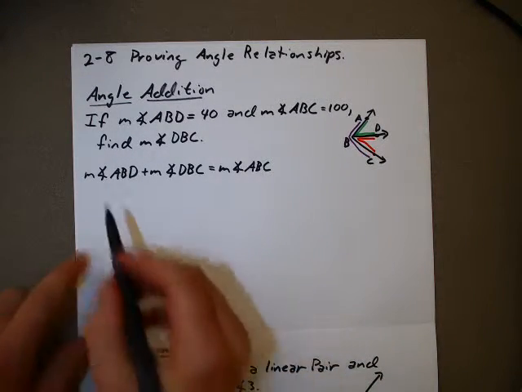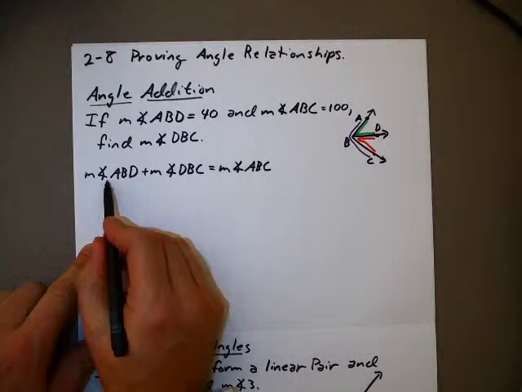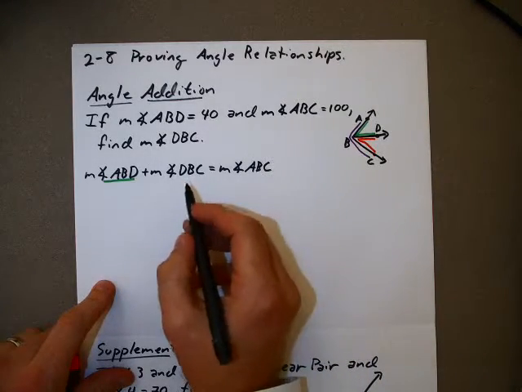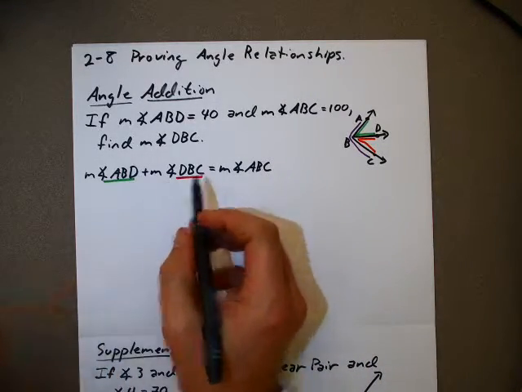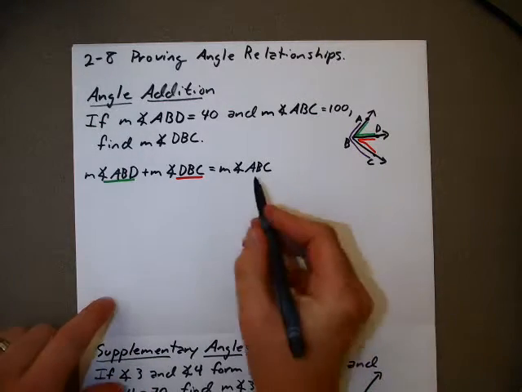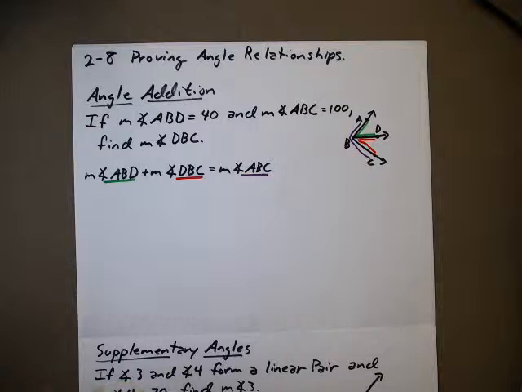So ABD is this angle that's in green, and if we add that to the angle that's in red, DBC, then we sum those up, it's going to equal the purple angle. Alright, so let's plug in some information that we already know.